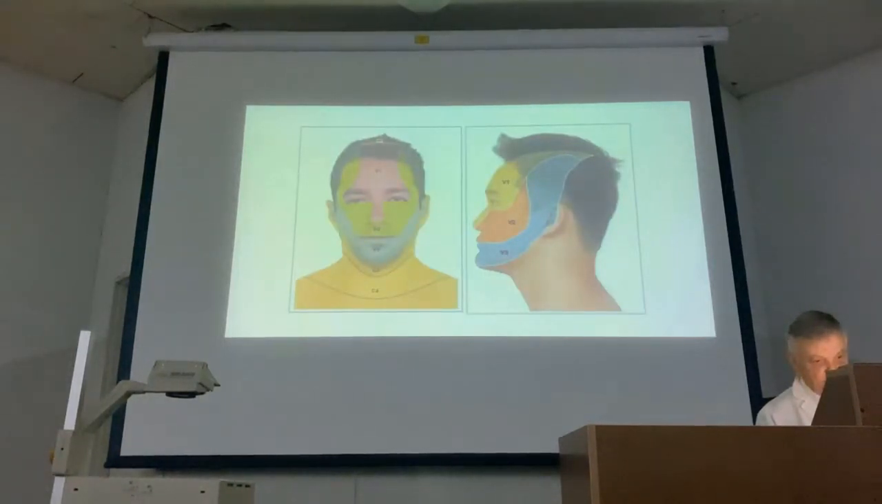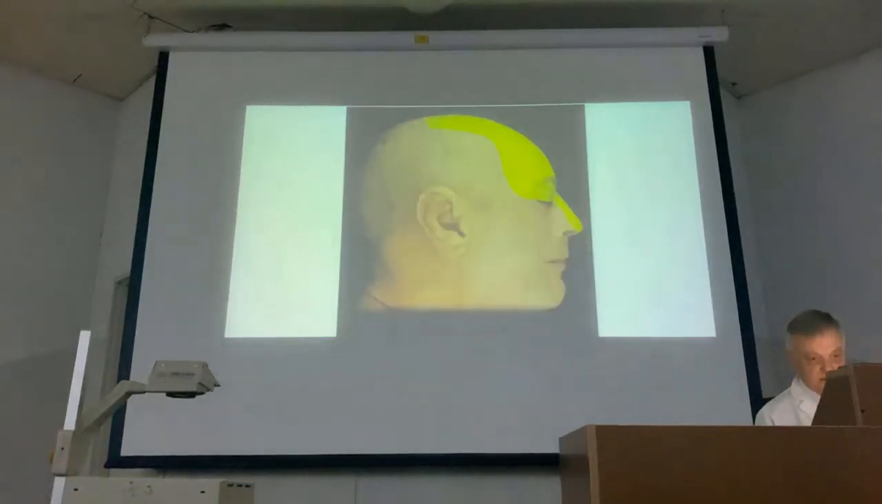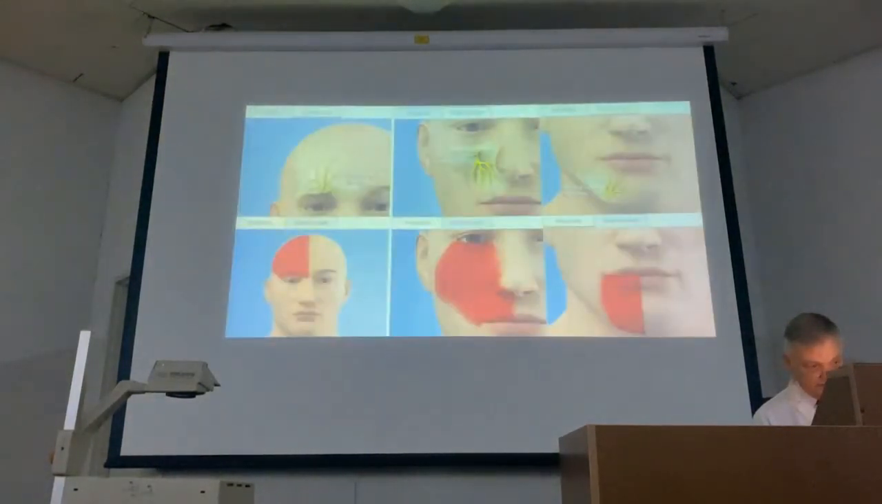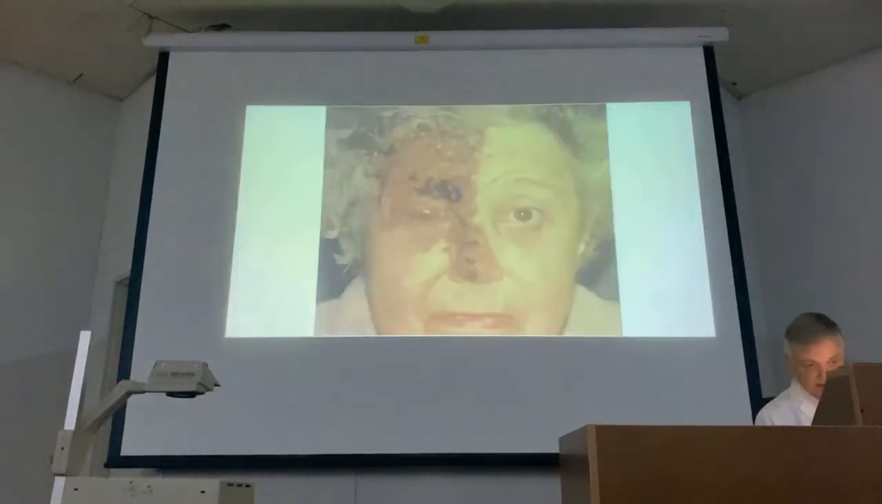Here is the distribution of branches of trigeminal. We will come to that later on. That's the ophthalmic, that's the maxillary, that's the mandibular divisions of trigeminal, and here is the greater auricular of cervical plexus. Now these red areas are important because people come and say, I have pain in this area. We should know which nerve is supplying this area.